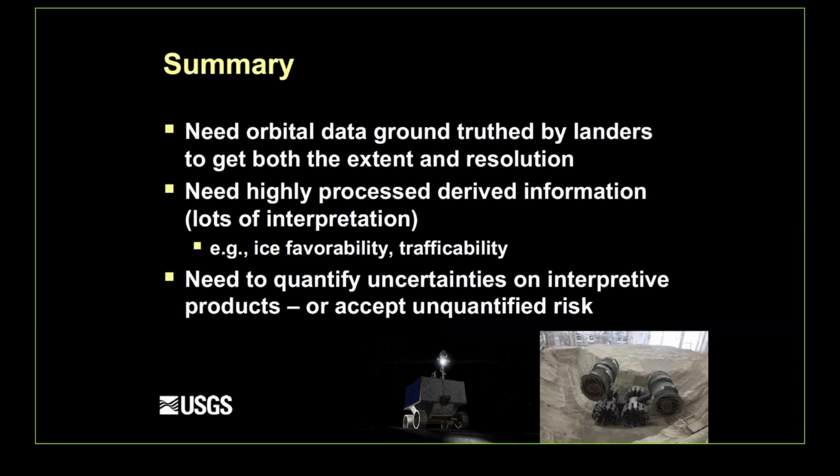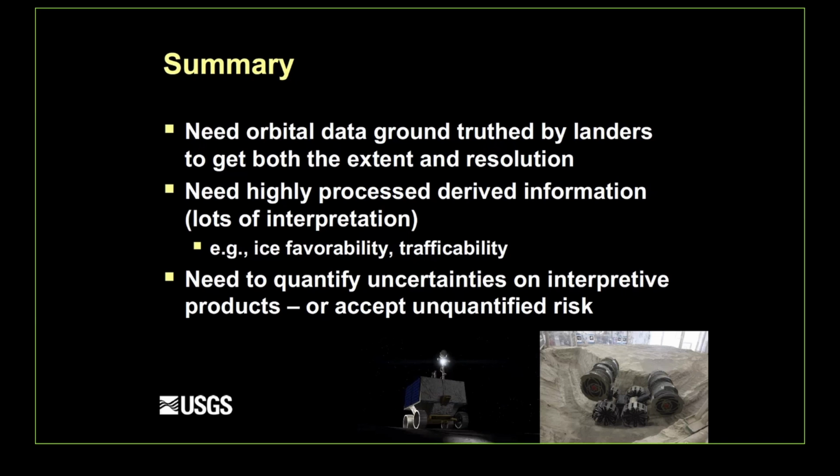In order to get to the point that we're talking about reserves and not just trying to assess broadly what resources exist in the moon, we need to combine the ground truth data and orbital data. That's the only way you're going to get the spatial resolution and the extent that you need. Then the other key point is that going toward reserves, you're talking about data products that involve a lot of interpretation. They're highly derived data products.